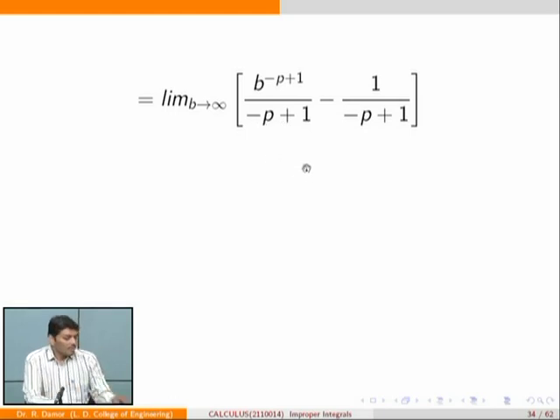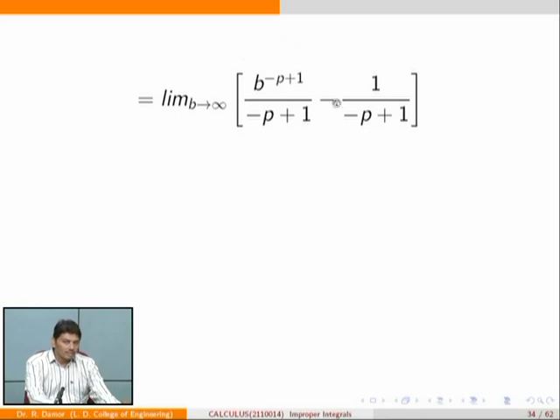Now I have to evaluate this limit as b tends to infinity. Whenever b tends to infinity, what is the value of this bracket? There is no change in this term because there are no terms of b, so it stays as it is, 1 upon minus p plus 1.